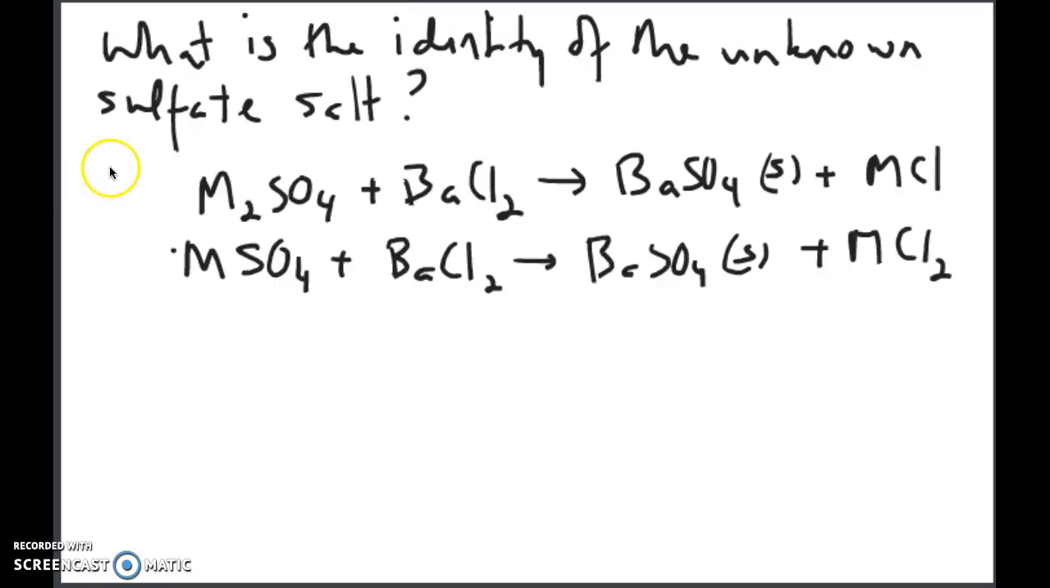So in general, you can represent the reaction between the unknown sulfate salt and barium chloride as follows. If your cation happens to have a +1 charge, because sulfate is -2, you're going to need to have two of those cations. So then it's M2SO4 plus BaCl2 forming BaSO4 and MCl. If your unknown cation is a +2 charge, then it's going to be MSO4 plus BaCl2 forming BaSO4 and MCl2. You notice then either way, you always get BaSO4 on this side.